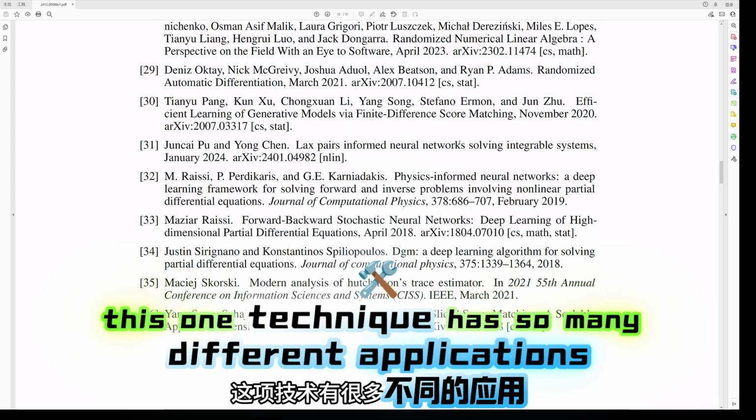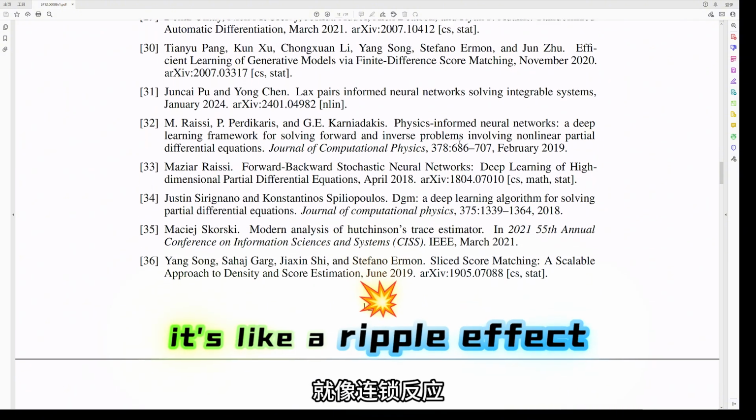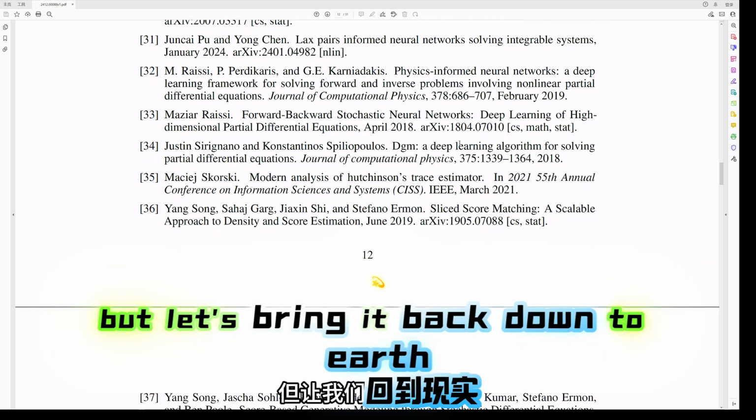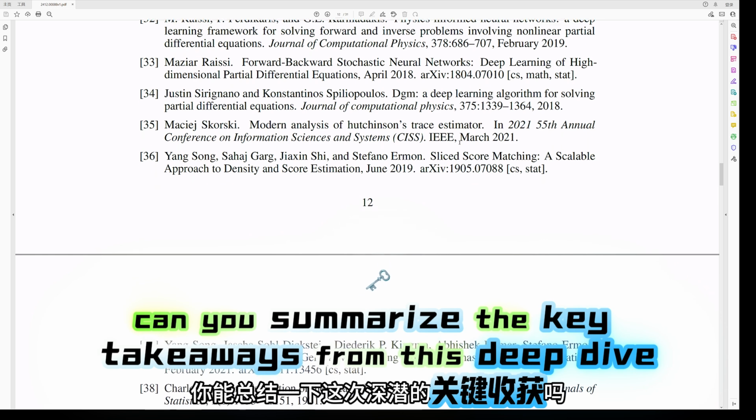Wow. So this one technique has so many different applications. It's really incredible. It's really a game changer. It's like a ripple effect that's spreading out and creating new possibilities everywhere. Yeah. But let's bring it back down to earth. Can you summarize the key takeaways from this deep dive?